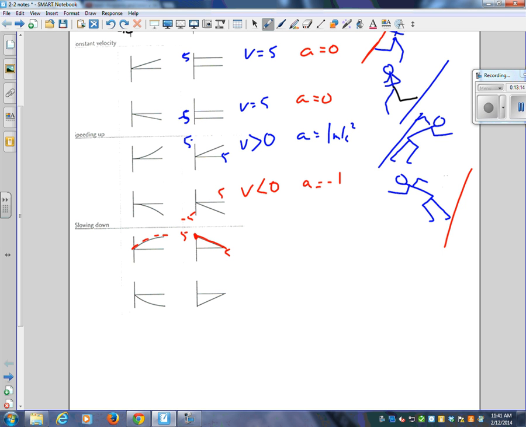Here the velocity is greater than 0, but the acceleration here would actually be -1, wouldn't it? It'd be negative, right? The slope here is negative. So while the velocity is positive, the acceleration is negative, which means this particular person is pulling a Usain Bolt and slowing down at the finish line.